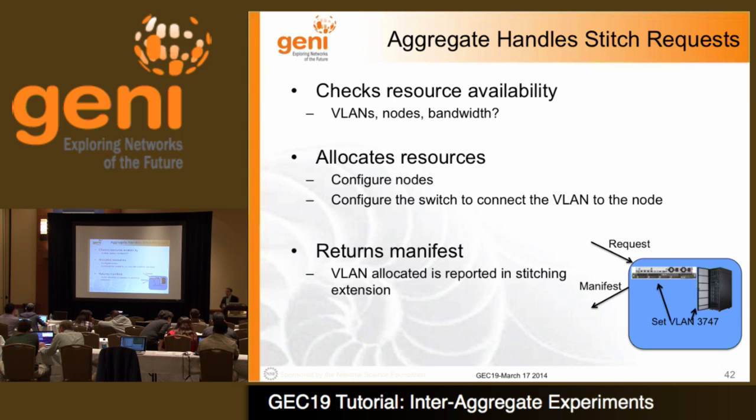So what happens when you send your request to the aggregate? The aggregate first makes sure it has available the thing you asked for. You asked for a particular VLAN tag, so it makes sure that VLAN tag is available. And then it configures the nodes and all those things. It also configures the switch to wire up that VLAN tag so that it reaches your interface on your node. And then it sends back the manifest RSpec telling you what you got, just like for other resources.